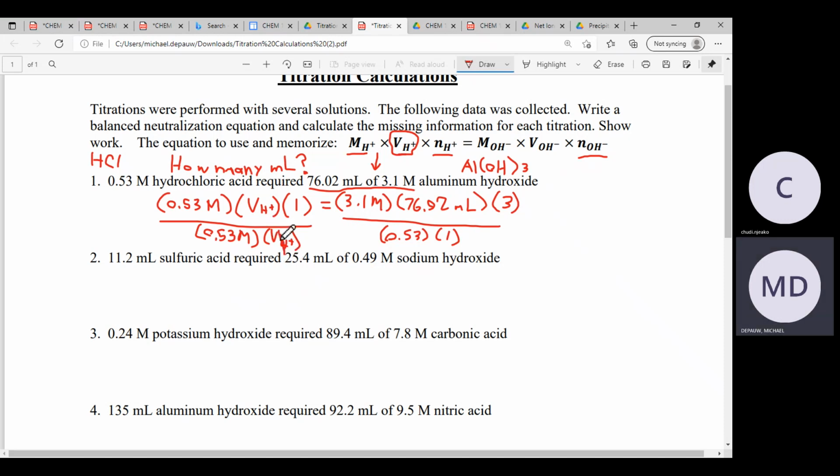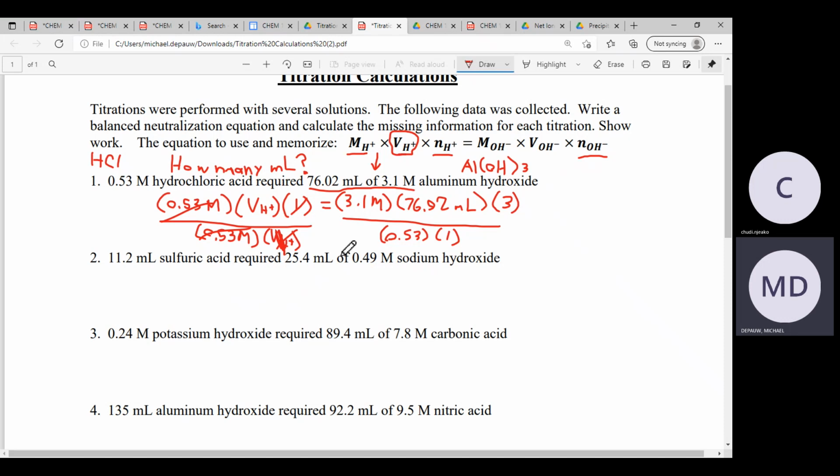And actually, sorry, this should just be 1, not VH. So those cancel, and then you get your answer, the volume, which is going to be obscene in this case. But that's how you solve a titration problem like that.